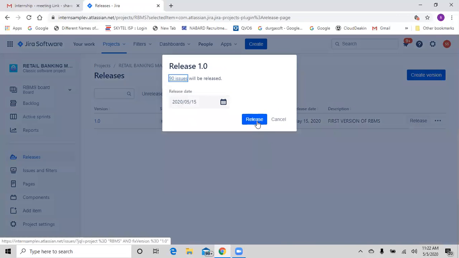Okay, it'll ask you, and don't release. See, 90 issues will be released. 90 issues are completed, it is telling you. If the 90 issues are completed and you thought only 90 issues are there and it has been closed, then you can release the product.